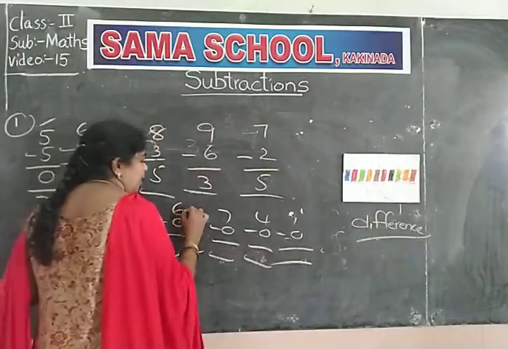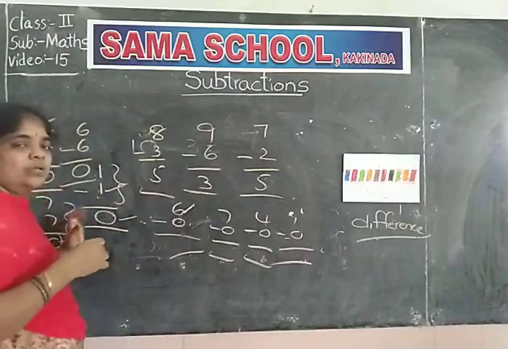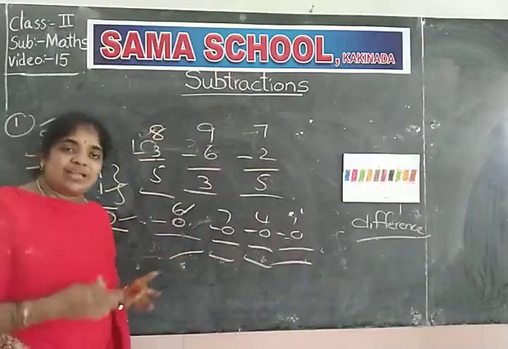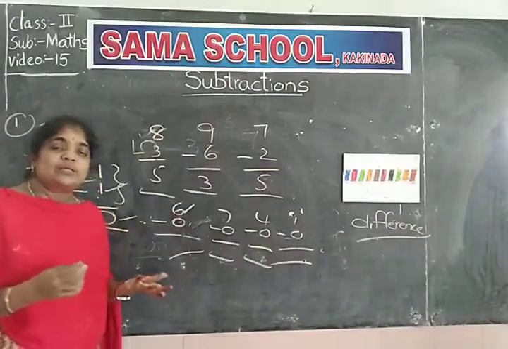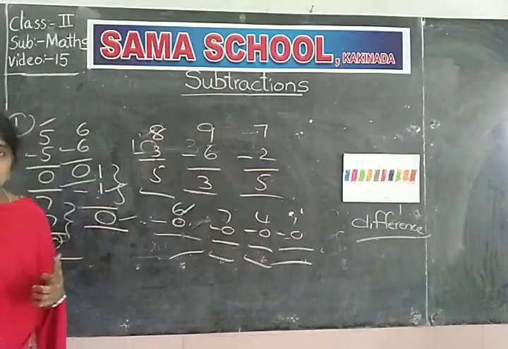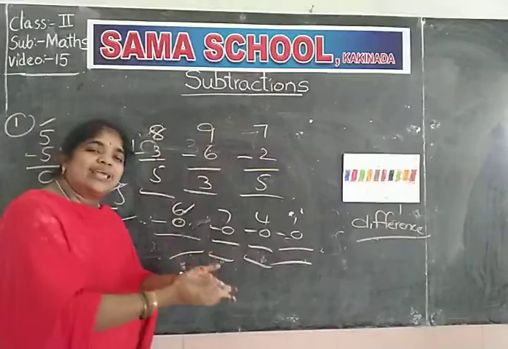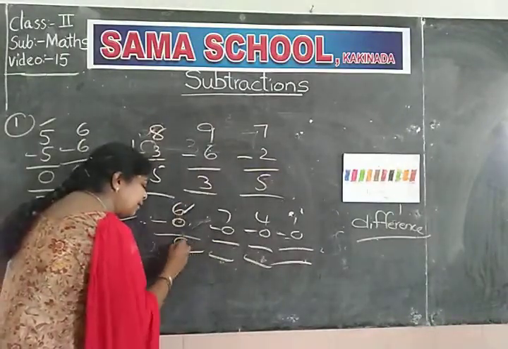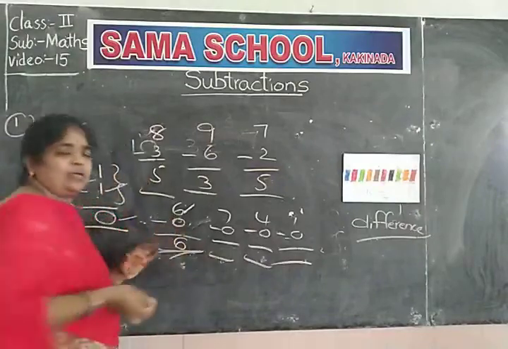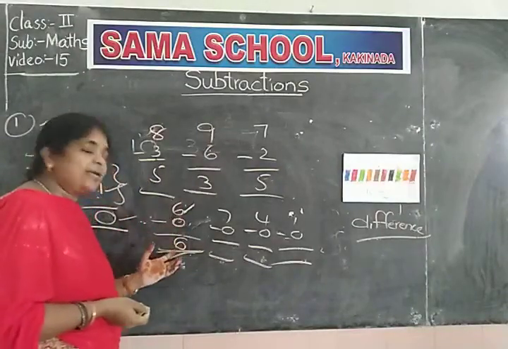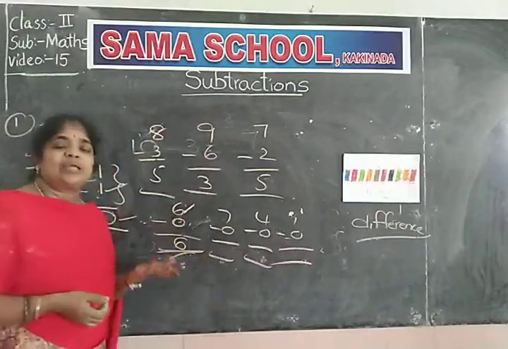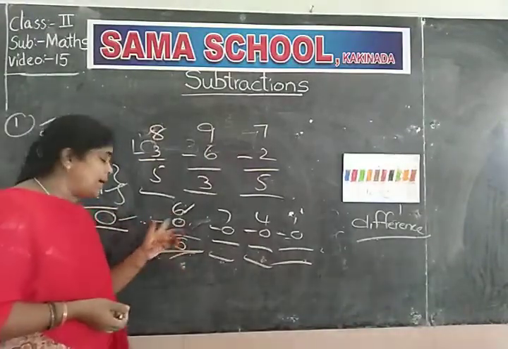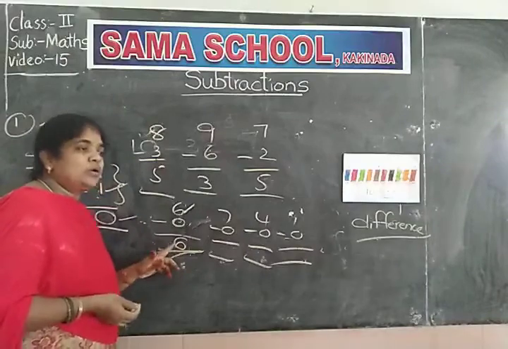There are 6 balls or 6 chocolates. If you give 0 to your friend, that means you have not given anything. 0 means you are not giving anything to others, or we are not taking away from the total quantity. That time the total remains the same. But why does the total remain the same? Because we are not taking out anything from the total quantity. 6 minus 0, 6 only.